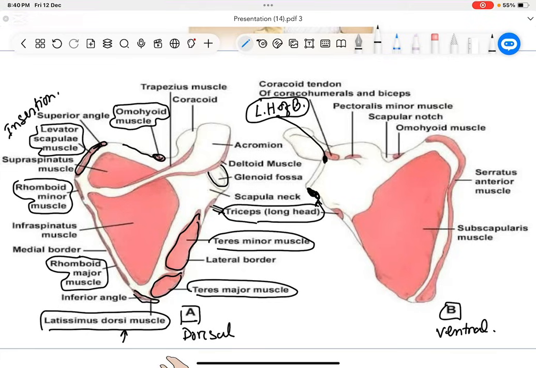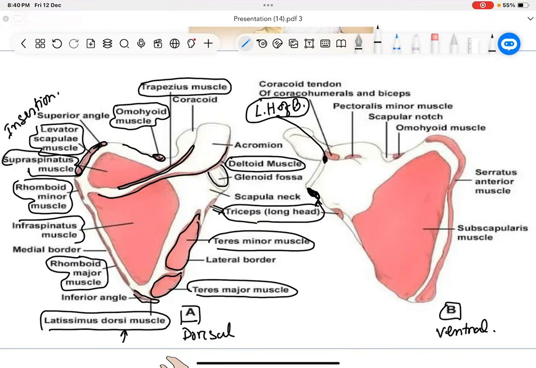Now, the attachments related with the acromion process. The upper section of the acromion process has the attachment of trapezius, and the inferior or lower section has the attachment of deltoid. So there is the deltoid muscle attachment, and above the spine there will be the supraspinatus muscle, and below the spine there will be the infraspinatus muscle. They also originate from here.